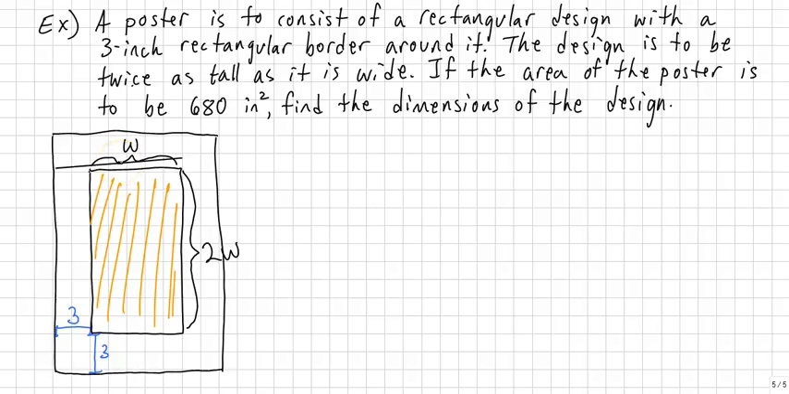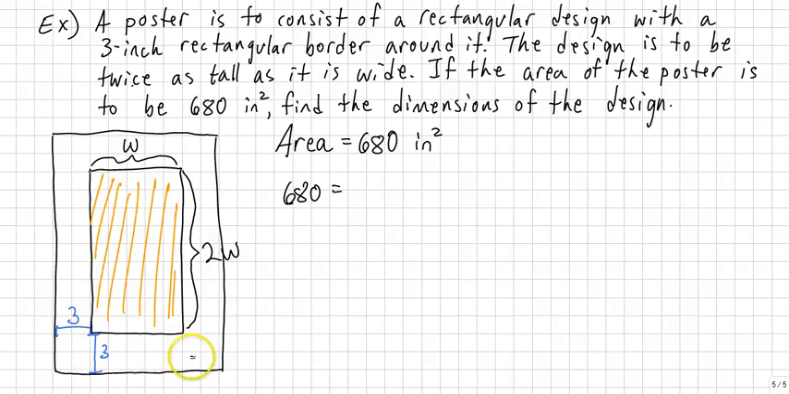And it says the area of the poster is to be 680 square inches, and to find the dimensions. Okay, so let's look at our poster and see what we got here. The area is 680 square inches. And we know that area is equal to the width times the height.